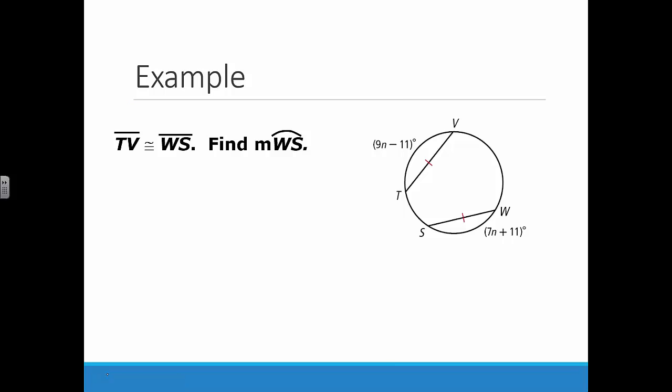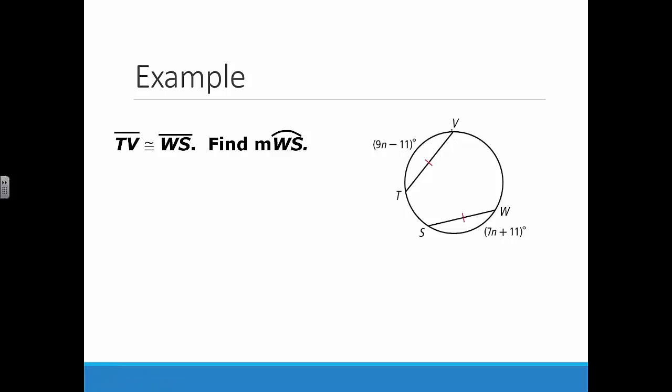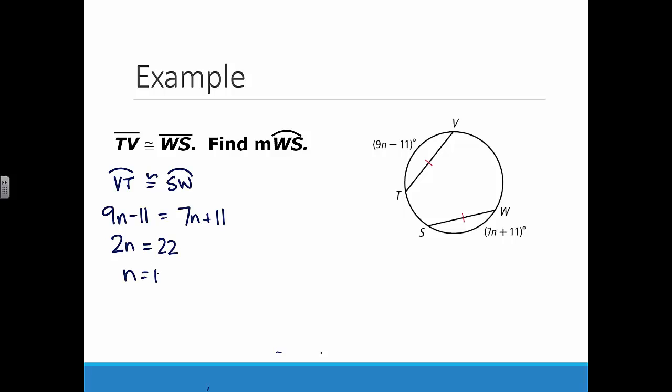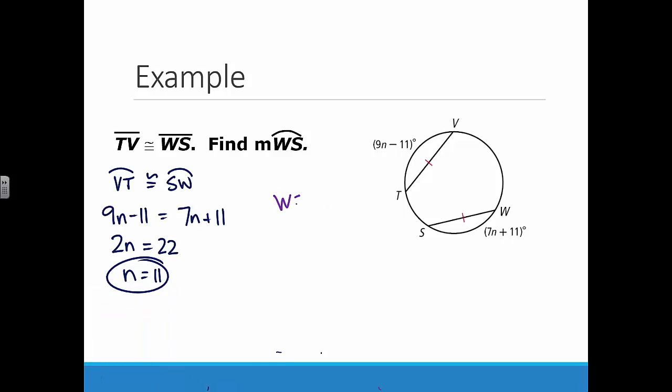So I'm going to tell you that T to V is equal to S to W. So that means that your chords are congruent. So congruent chords have congruent arcs, which means that BT is congruent to SW. So if I want to find SW, all I have to do is set these two things equal and solve for n. So if we move the 7n over here, add 11 to both sides, we get that n is 11. And then we can plug that in to find WS. So WS is 7 times 11 plus 11, which gives us 88.